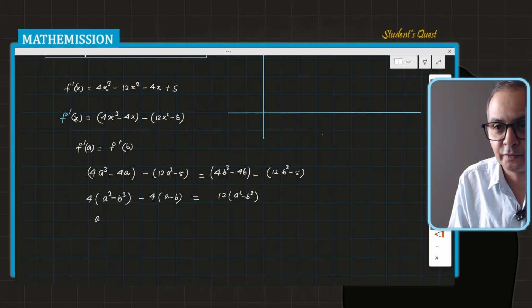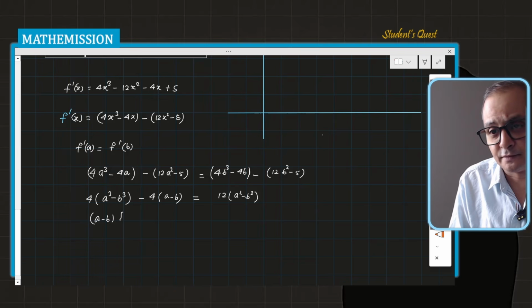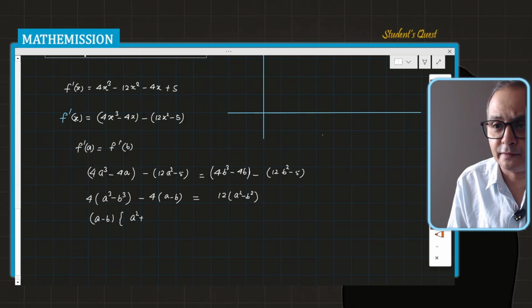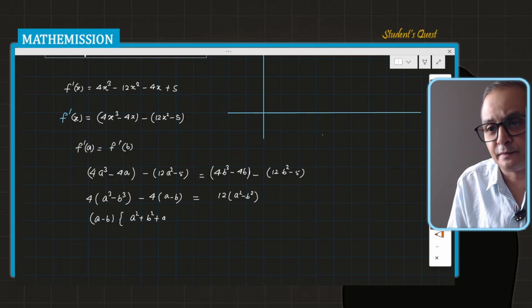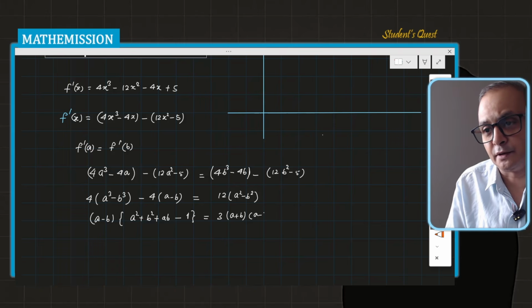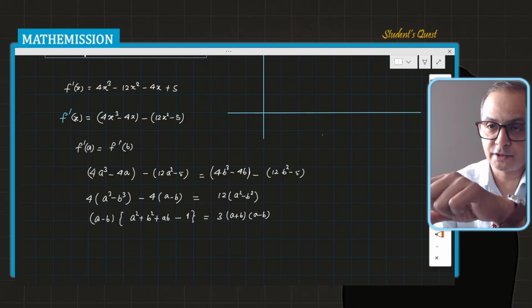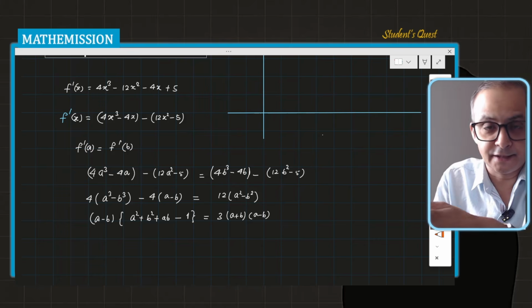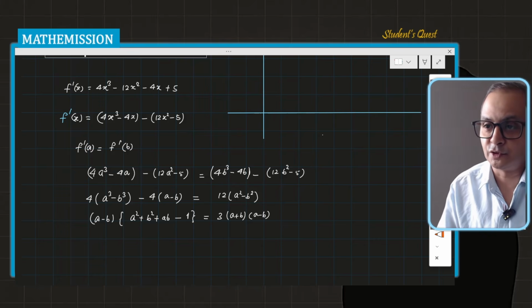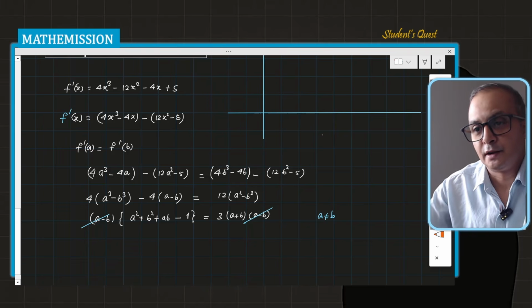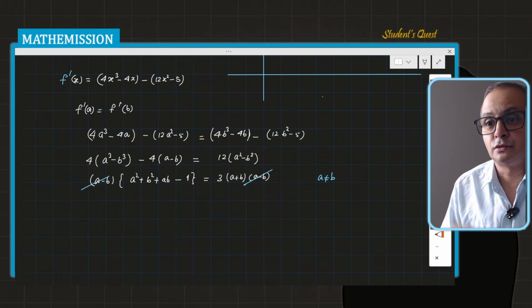A minus b is out as a common factor on this side, and here I get a squared plus b squared plus ab, and here I get minus 1. Yes, because I have taken 4 out, and on the right I get 3 times (a plus b)(a minus b). You notice that a and b are distinct numbers, because we are comparing the slope of the tangent at two distinct points, so a and b are not equal. Since a and b are not equal, I can just remove the a minus b factor.